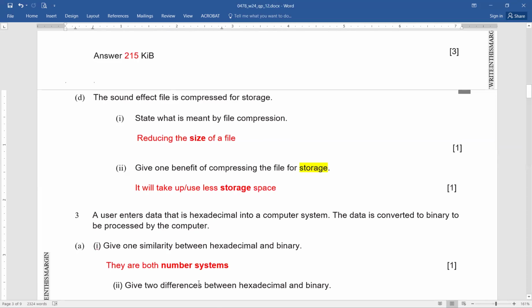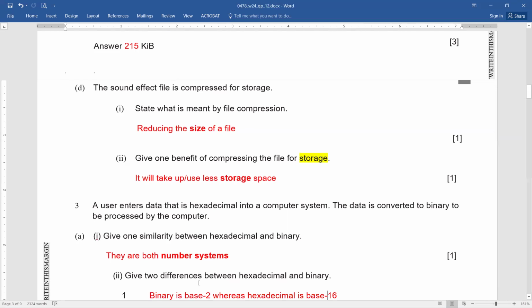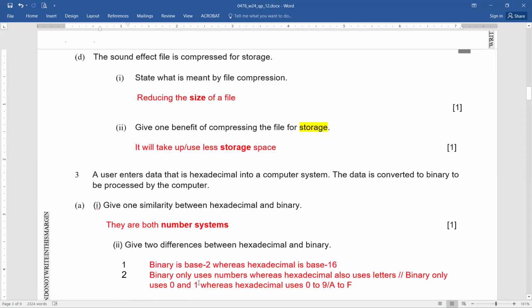Now, give 2 differences between hexadecimal and binary. Okay, that's wonderful, Ali. One difference is the base. Hexadecimal is base 16, while binary is base 2. Correct. Any other difference? Okay, that's wonderful. Hexadecimal is able to work on values from 0 to 9 and letters A to F, while binary is working on 0 and 1 only. So that is the answer.